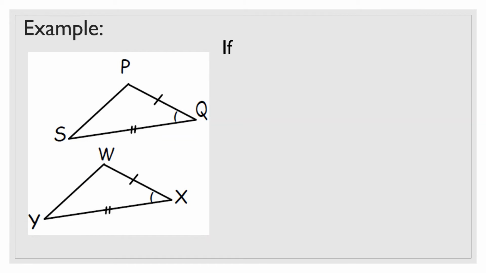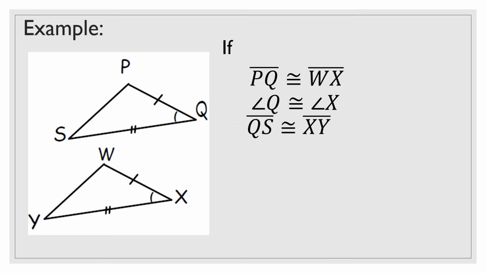For example, let us show that triangle PQS and triangle WXY are congruent by SAS Congruence Postulate. As you can see, PQ corresponds to WX. So we can say that PQ is congruent to WX. Angle Q corresponds to angle X. So we can say that angle Q is congruent to angle X. And SQ corresponds to XY. So we can say that QS is congruent to XY.